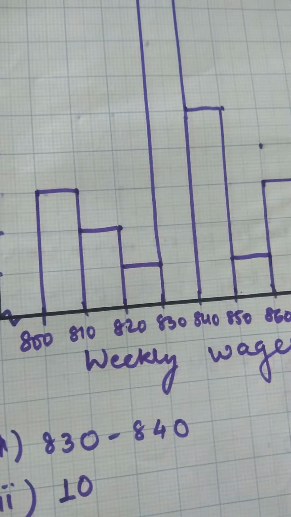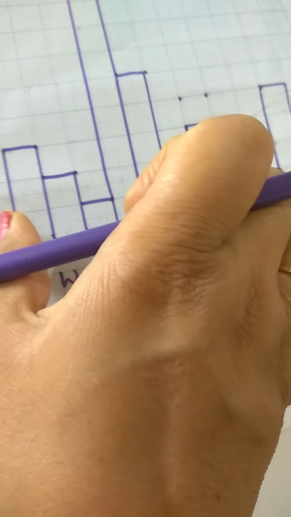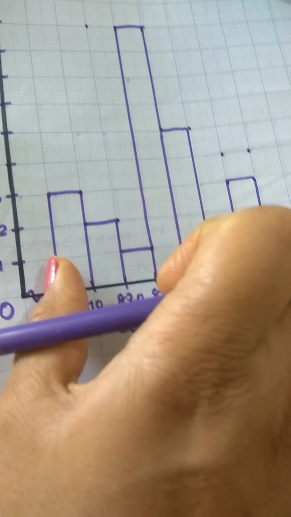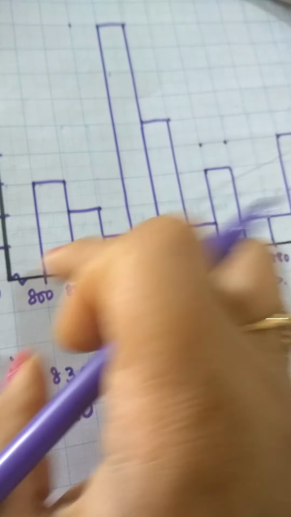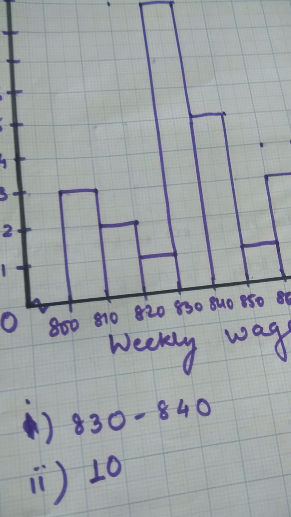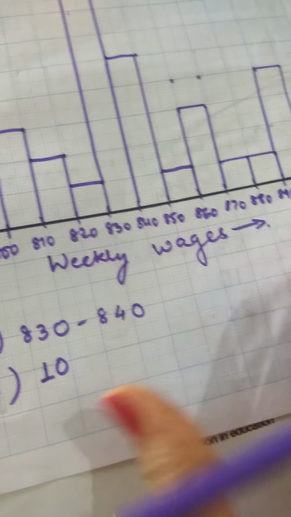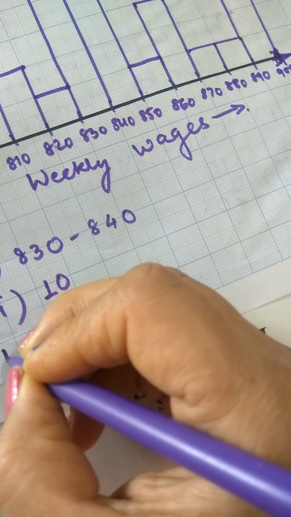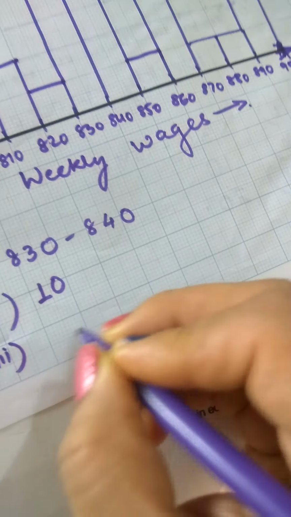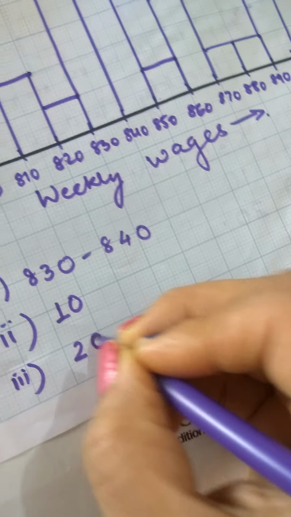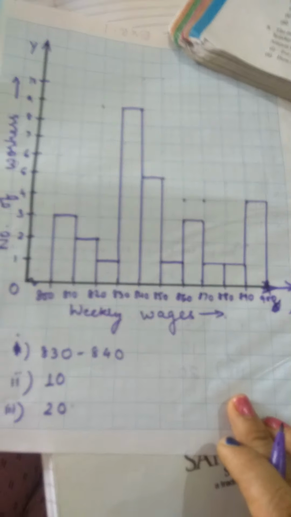And how many workers earn less than rupees 850? Since we have a total of 30 workers, all these values shown from 800 to 850 will come under this. Since 10 are earning more than 850, 30 minus 10, that is 20, will be earning less than 850. So these are the answers to question number 4.